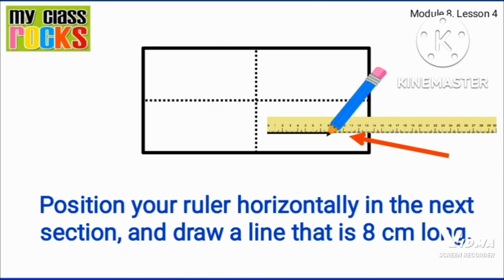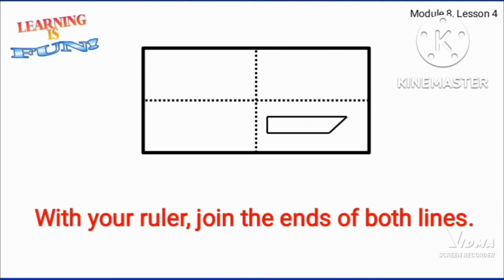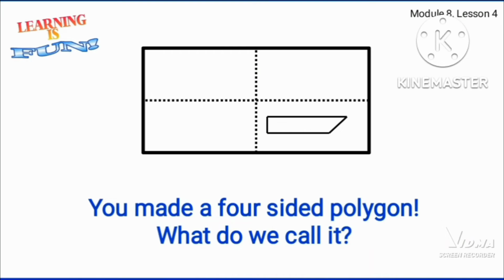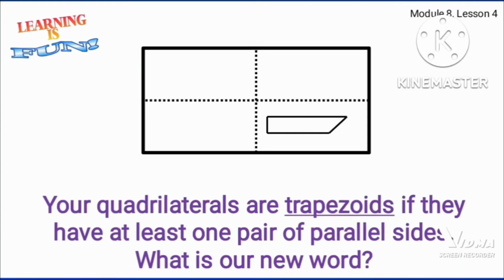On the fourth side of your paper, the one you folded, position your ruler horizontally in the next section and draw a line that is 8 centimeters long. Draw it both sides, don't move the ruler. Now join the ends together. It is a four-sided polygon. What do we call this? Four-sided polygons are quadrilaterals. You remember? 4 sides, 4 angles.